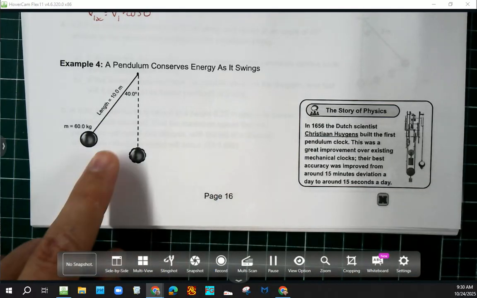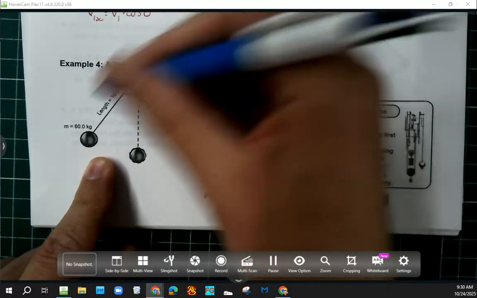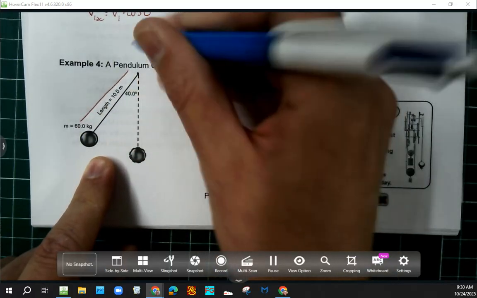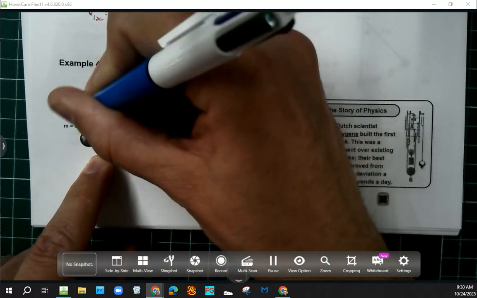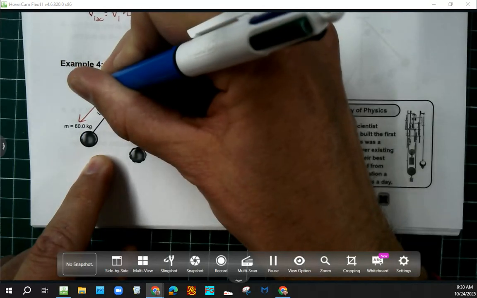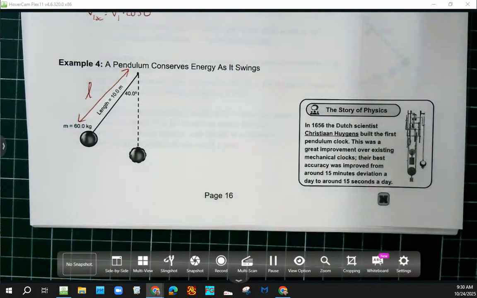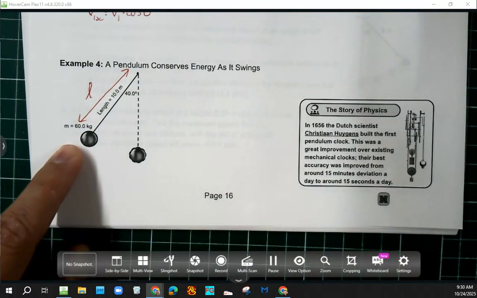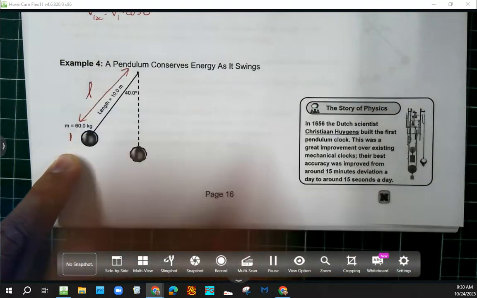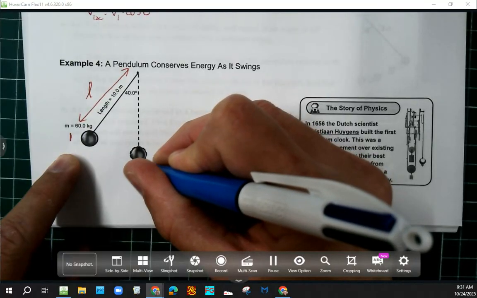I've got a pendulum that's a length 10 meters. I'm not even sure if I want to do the math on this. I just want to talk about the ideas. I'm going to label that length cursive letter L. And I want to say that a pendulum starts off at its highest position, I'll call it position 1, and it swings down to its lowest position, I'll call it position 2.